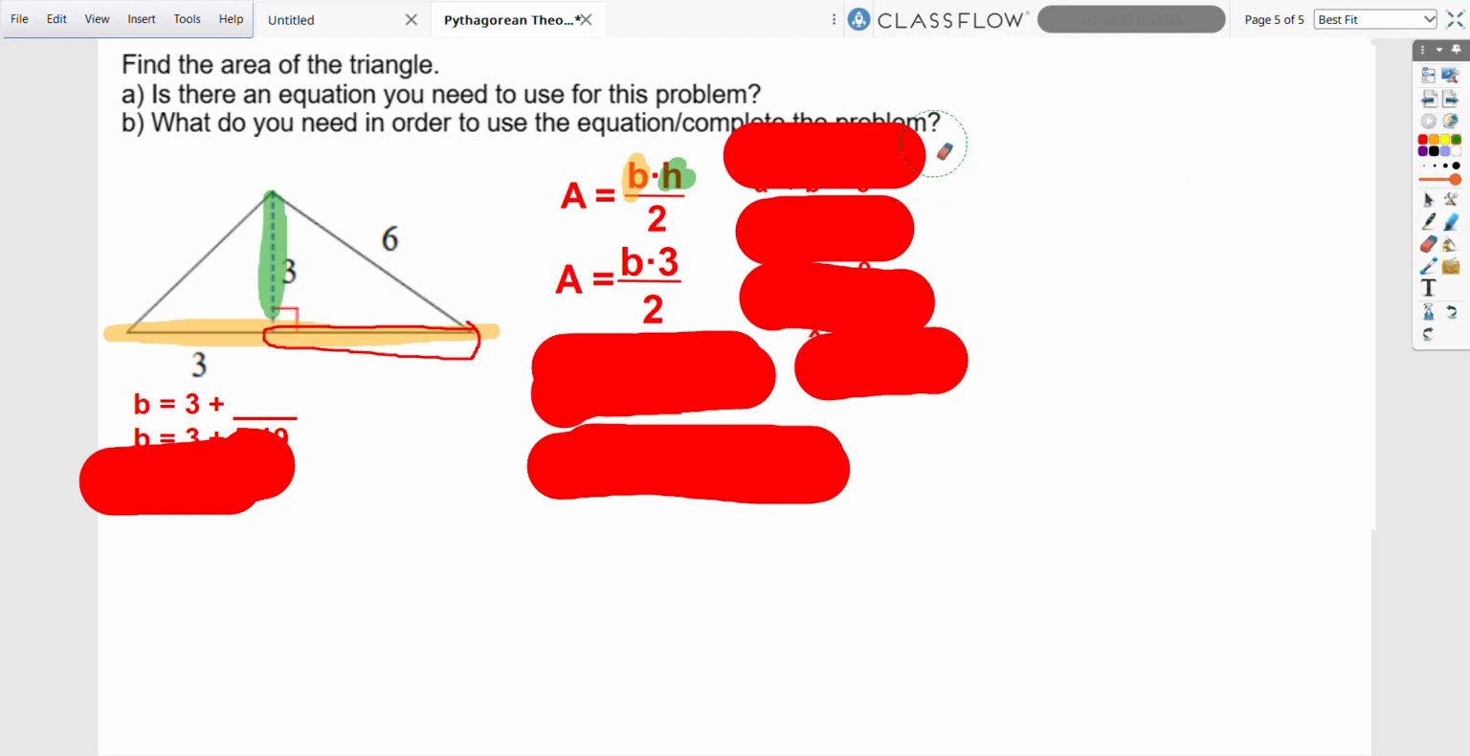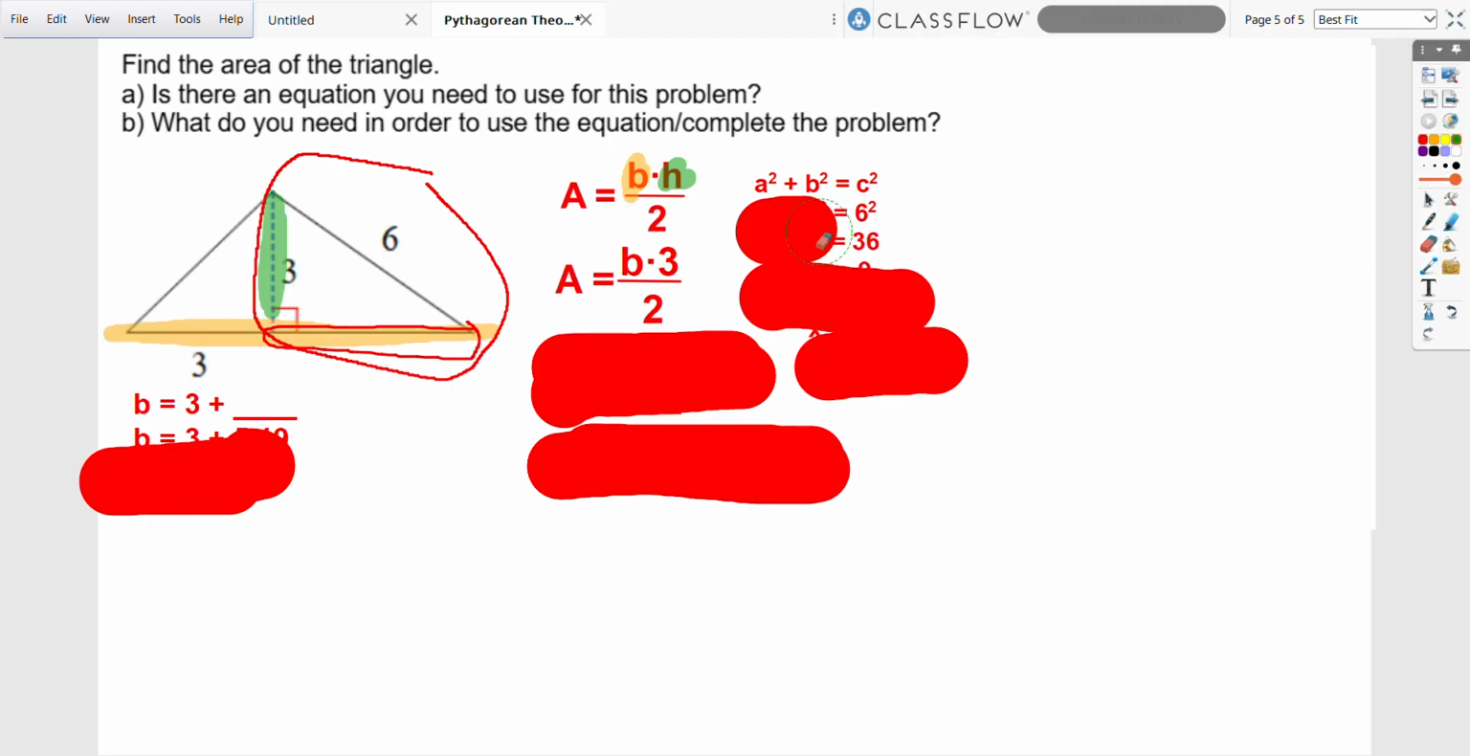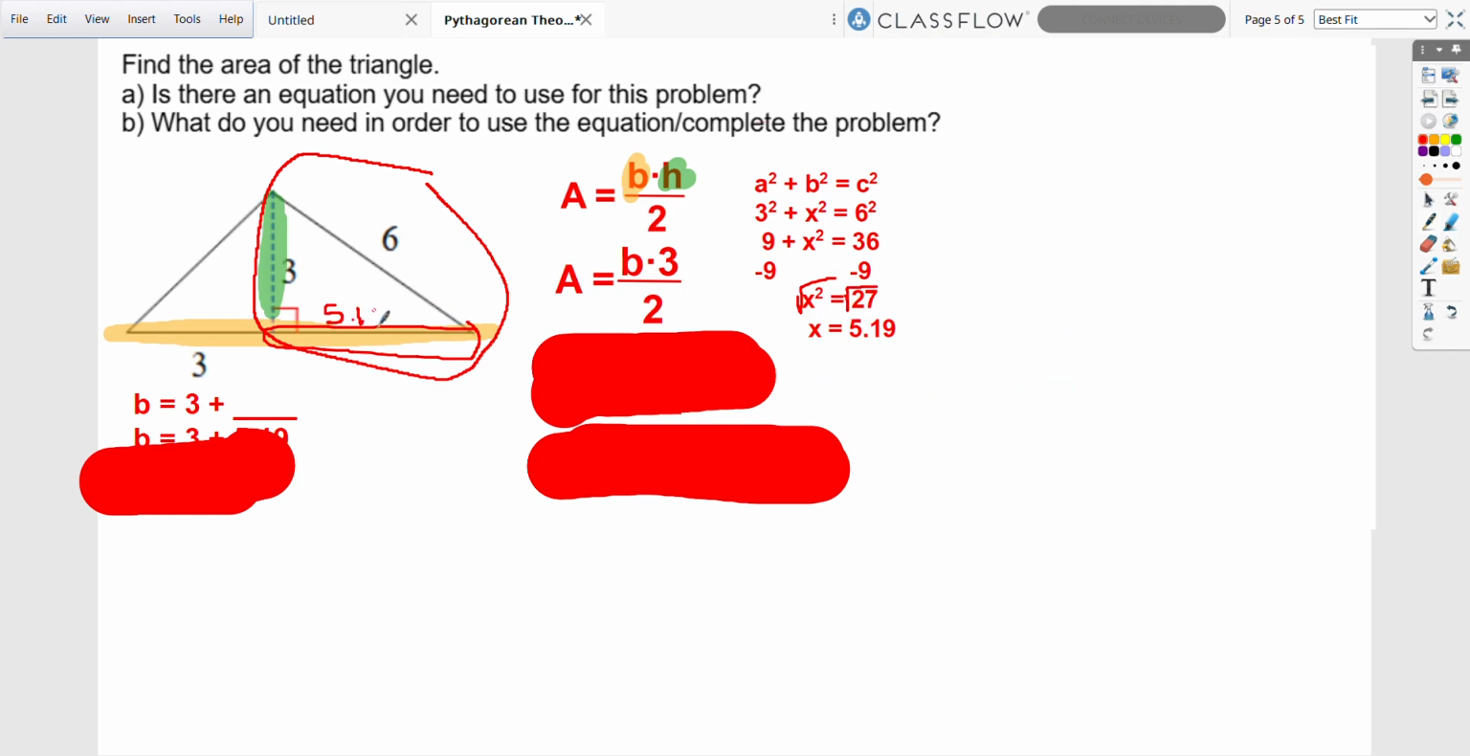Once again, what are we going to do? We're going to use the Pythagorean theorem, but pay attention to the one we're using, right? We're going to use the Pythagorean theorem with this triangle here, right? And so we set up 3 squared plus x squared equals 6 squared, right? And so we solve for that x, and we get 5.19. And so that 5.19, that's this distance here, right?